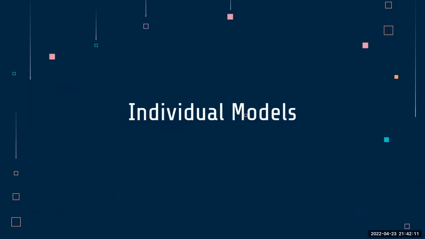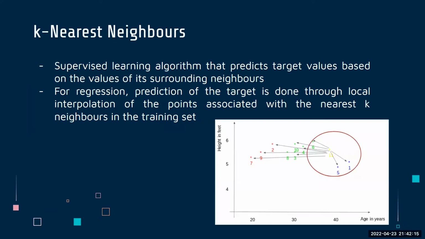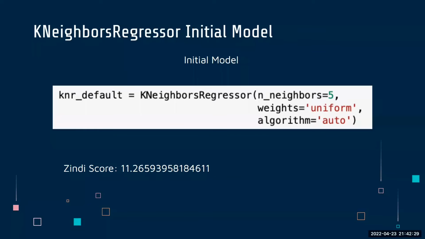Based on the process dataset, we explored individual models' performance on the regression task. K-nearest neighbors was used as one of the individual models. It predicts target values based on the values of its surrounding neighbors. For regression, prediction is done through local interpolation of the points associated with the nearest K neighbors. This is the initial model that we use, where all the parameters used are the default ones offered by scikit-learn.